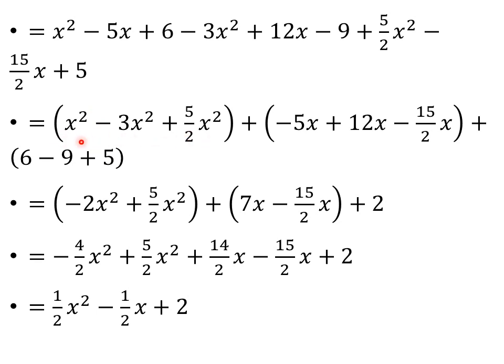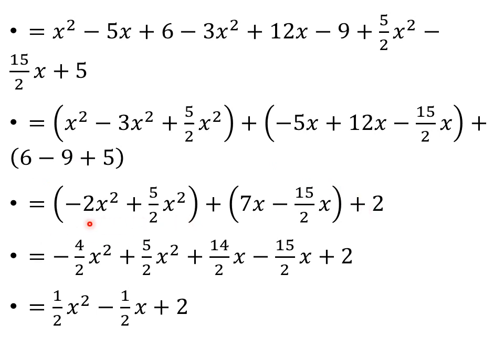Then we simplify. You can see here x squared minus 3x squared, we get minus 2x squared. Then you write the same values. Then you can see here plus 12 minus 5, we get plus 7, minus 15 upon 2 x. You write here. Then simplify these numbers, then we get plus 2.